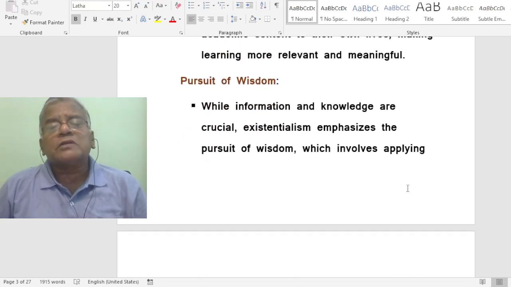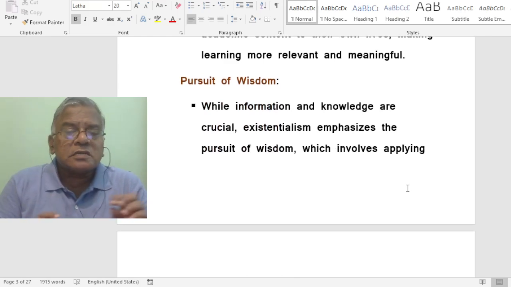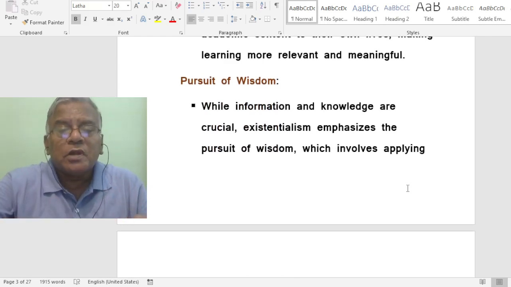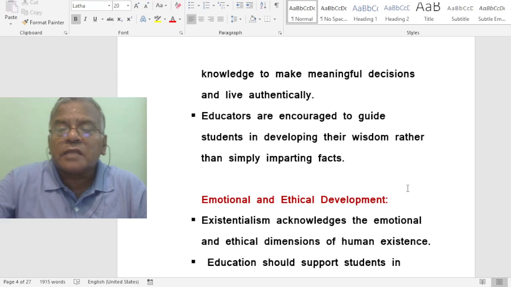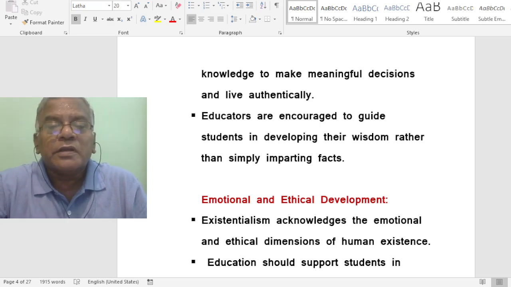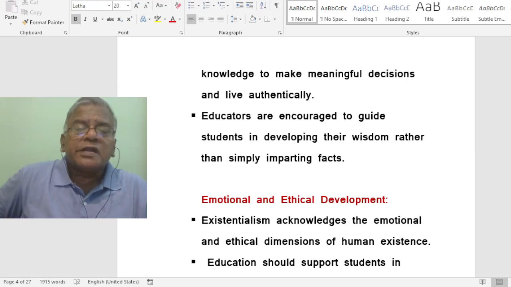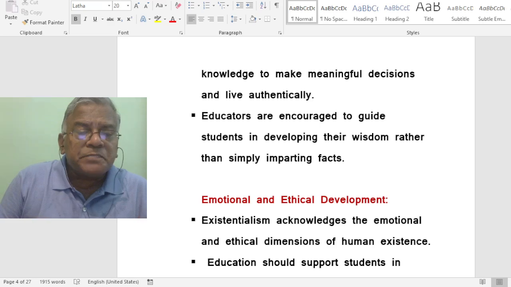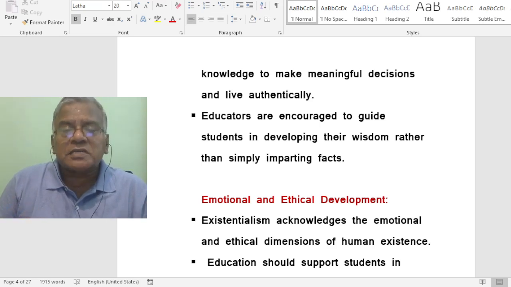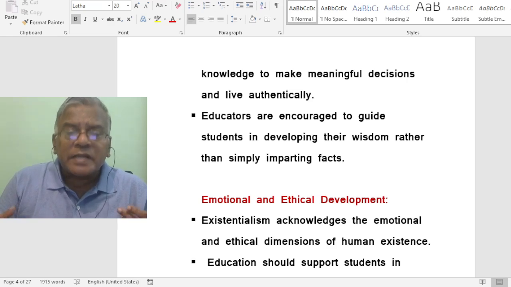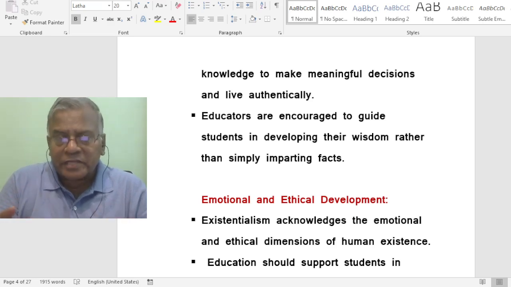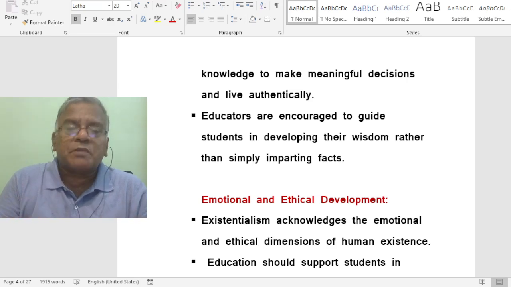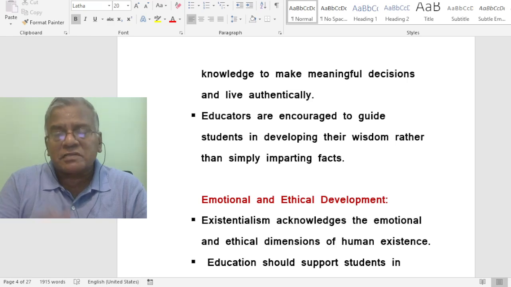Then pursuit of wisdom. While information and knowledge are crucial, important, existentialism emphasizes the pursuit of wisdom, which involves applying knowledge to make meaningful decisions and live authentically. That's very important. That authenticity is very, very important. Educators are encouraged to guide students in developing their wisdom rather than simply imparting facts. So the teachers have to teach authenticity through the personal choices of the student. They should make them reflect on it, and then they should help them to become authentic in their lives. So that is the idea here.